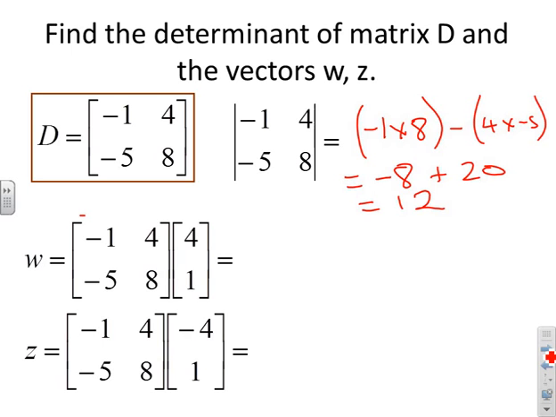Now you'll see I've used the same matrix down here, matrix D, and I've multiplied it by 4 and 1. So what's this going to get? If we take the top row, we get minus 1 times 4 plus 4 times 1, which is going to give me 0. If I take the second row, I get minus 5 times 4, which is minus 20, plus 8, so minus 12.